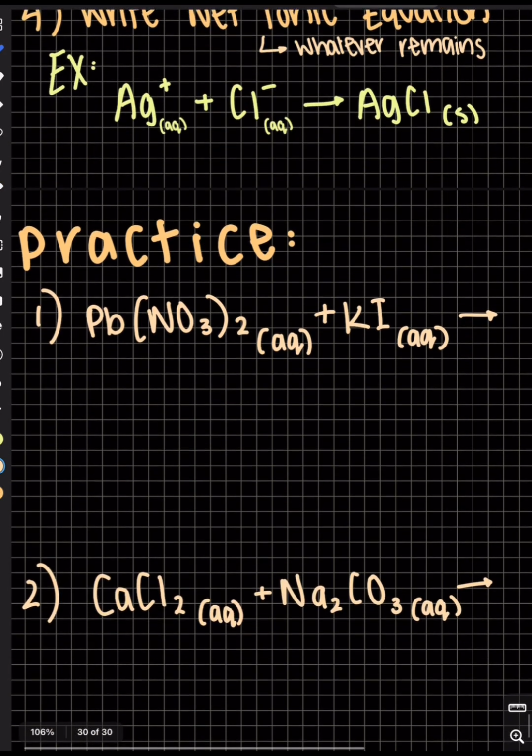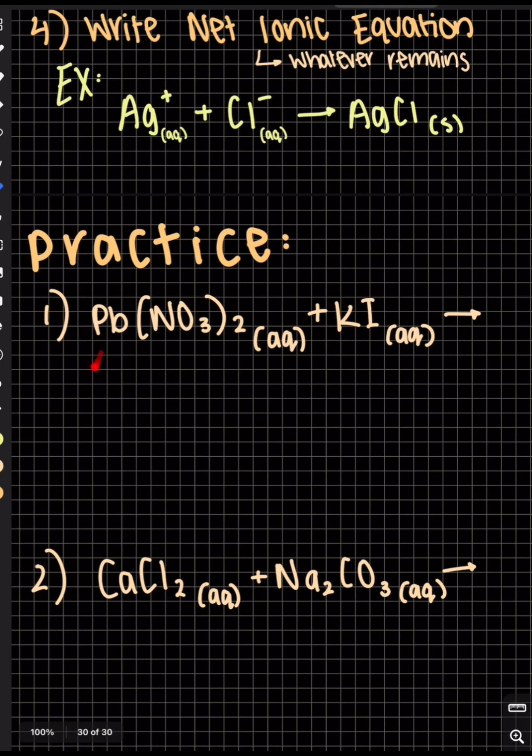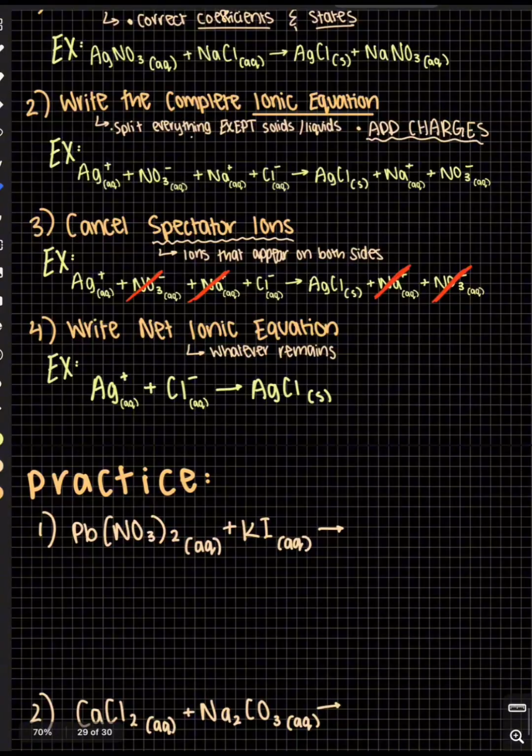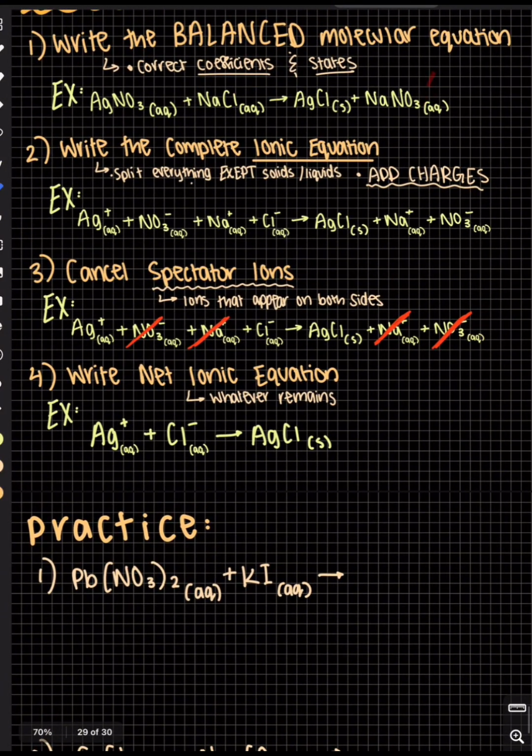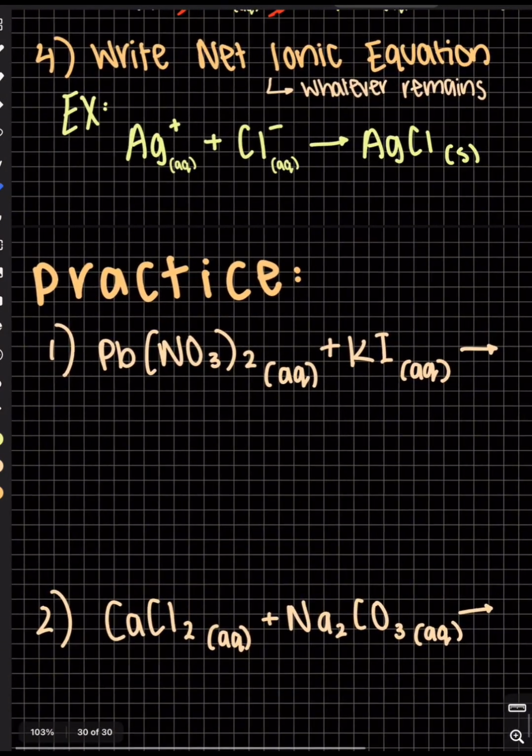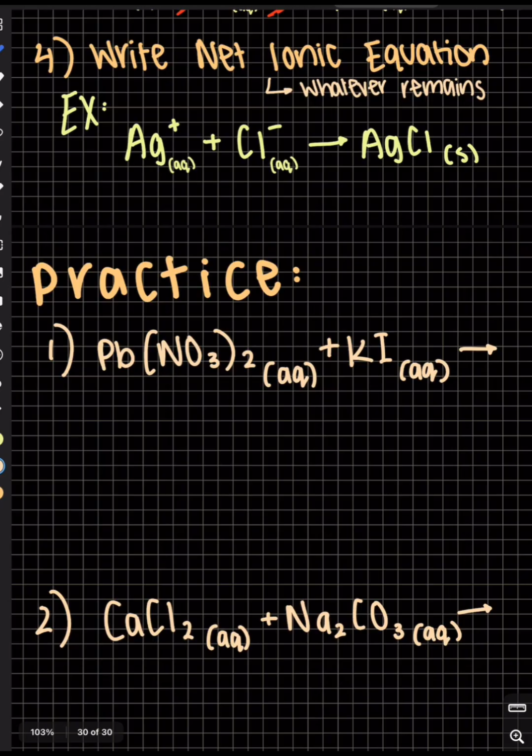Now let's do some practice. I have this question right here where it says lead nitrate, Pb(NO3)2, which is an aqueous solution, plus potassium iodide, which is also aqueous, creates what? My first step, as I go back to my steps, is to write the balanced molecular equation. I don't have any products, so I'm going to write my products.